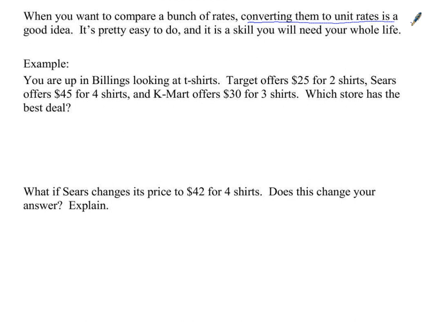How do you know? So let's write this down. We're going to make unit rates here. So for Target, they're offering what? $25, and for $25 I get the 2 shirts. Then we have, what's next? Sears. Sears says $45, and I get 4 shirts.